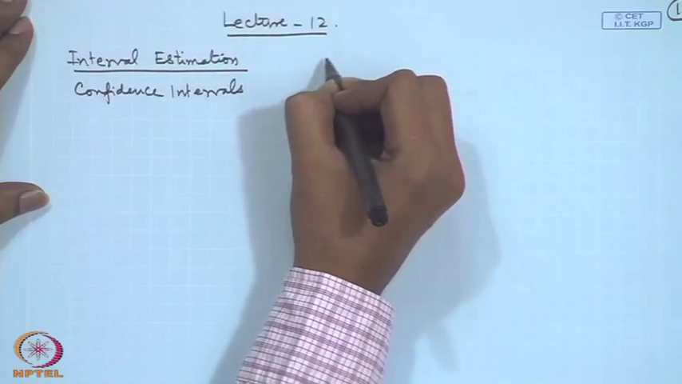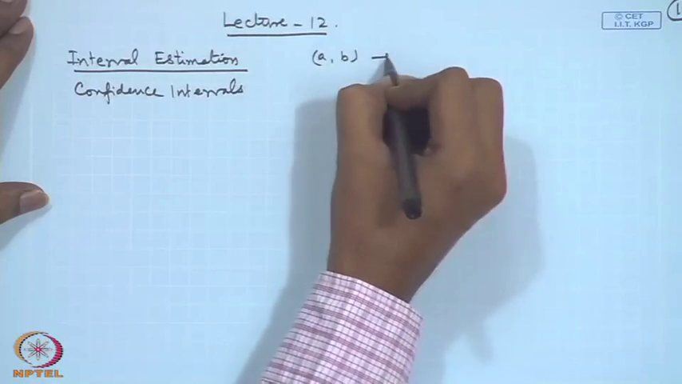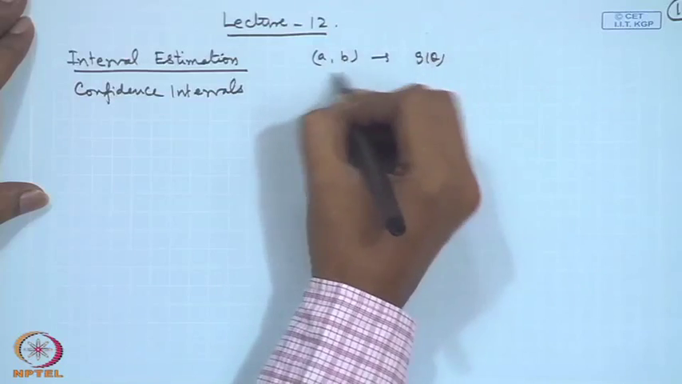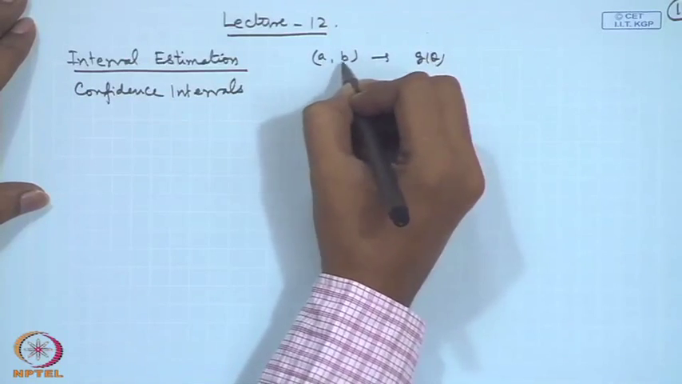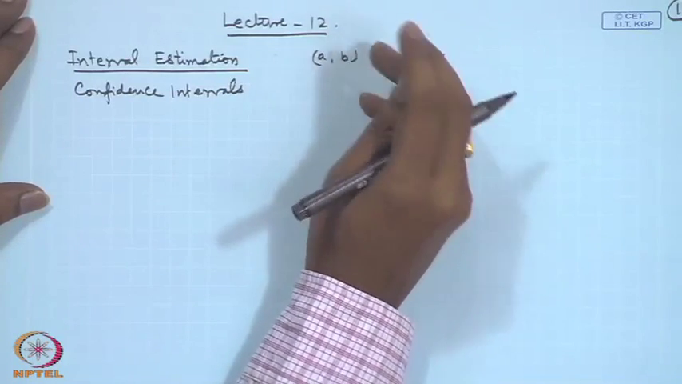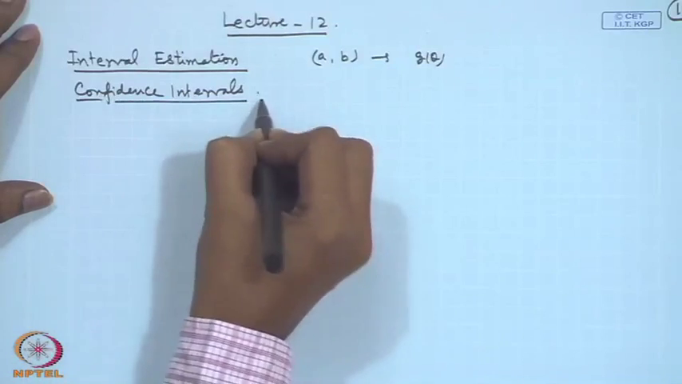Because we may assign any interval, say a to b, for estimating a certain parameter g theta, but then we have to qualify this interval by something. For example, I may propose for average longevity an interval of 55 to 65, somebody may propose 58 to 62 and so on. Therefore, to compare between various intervals, we need to introduce the concept of probability here. So, now let us consider.